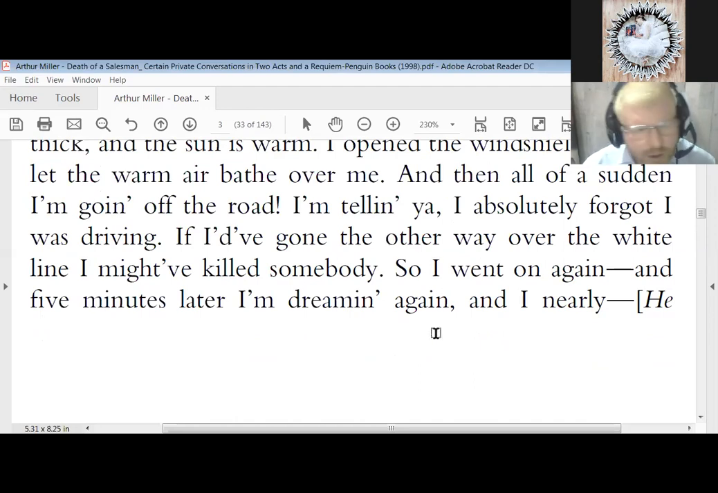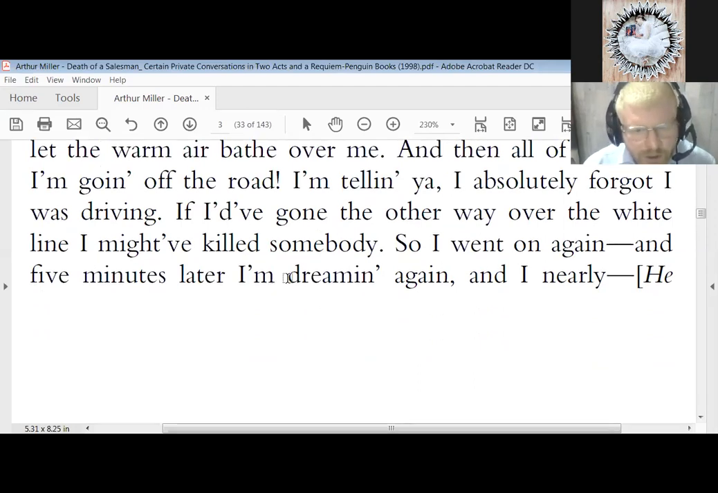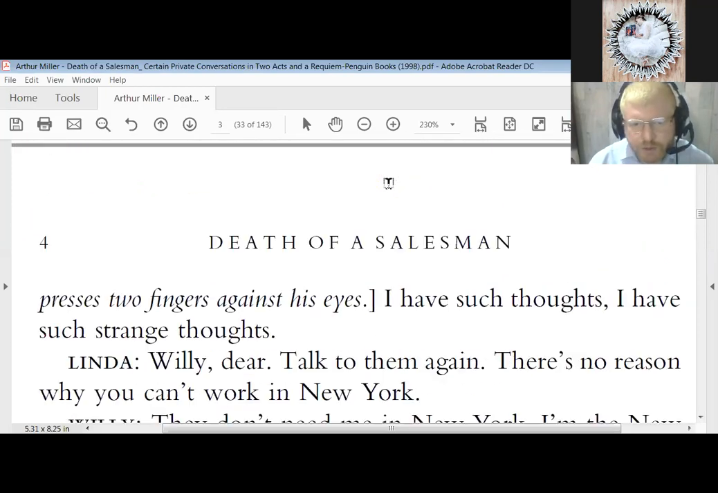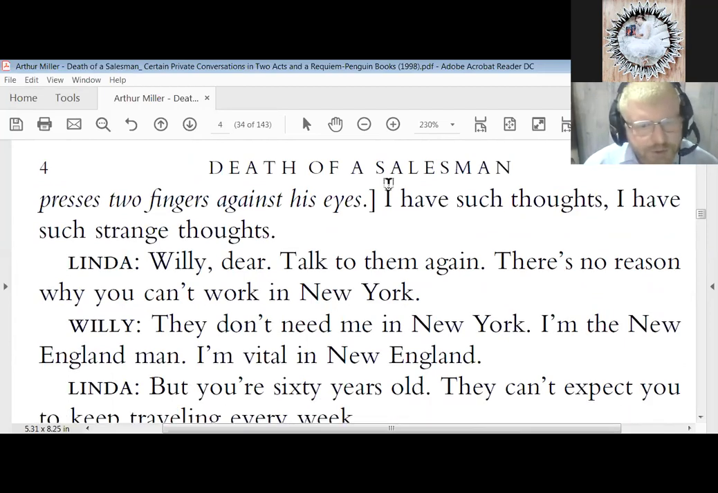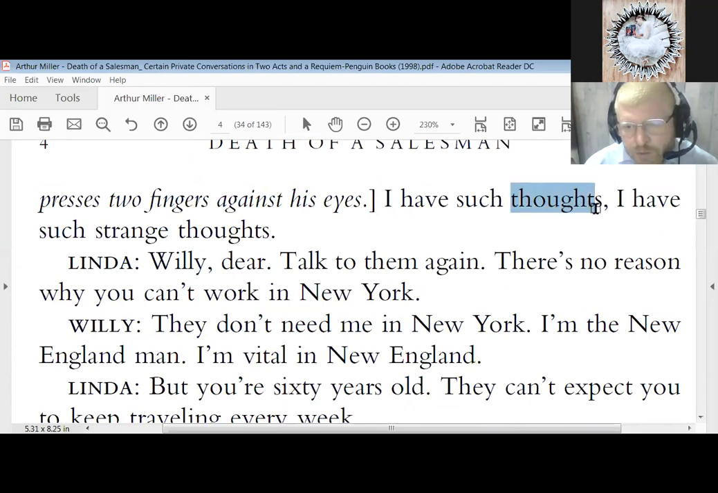So I went on again, and 5 minutes later, I'm dreaming again. Okay, so this is the problem. He dreams while he's driving. As we have said, his mind is overactive, and he couldn't even remember that he was driving. So he forgets even the fact that he is driving. I have such thoughts. I have such strange thoughts. And as we have said, all these words, mind, thought, dreaming, daydreaming, they all refer to the same problem that we referred to earlier.